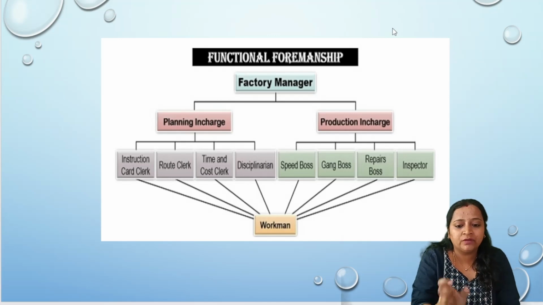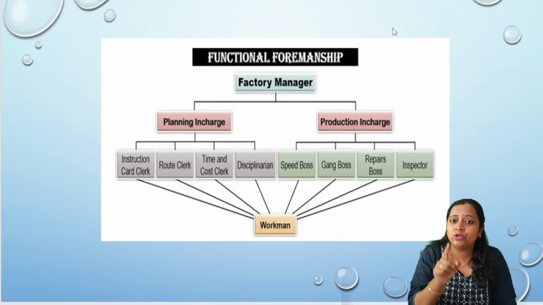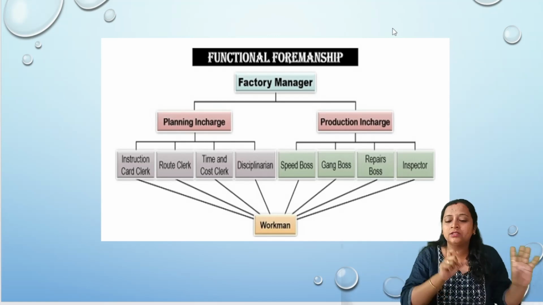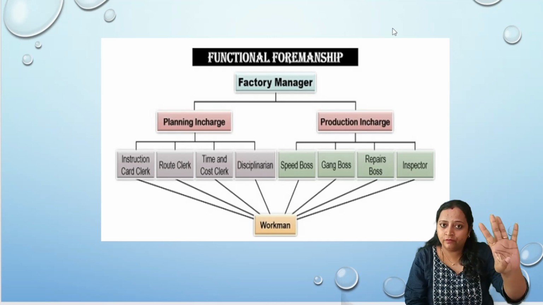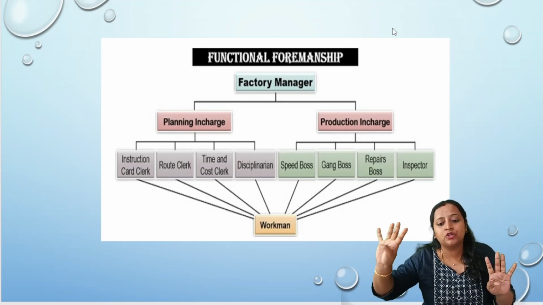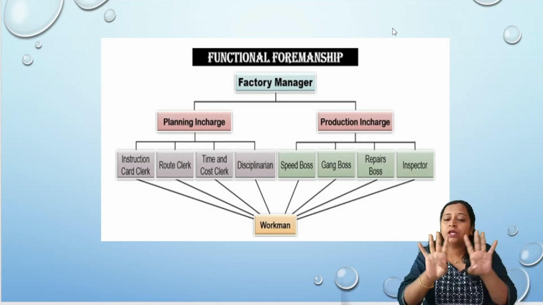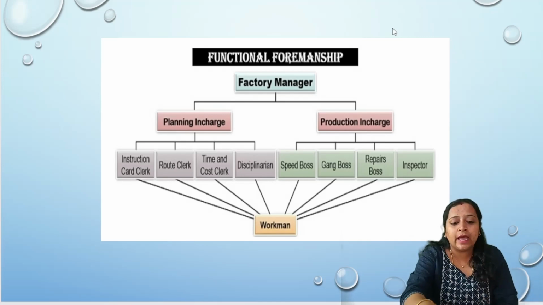See, on the top there will be a factory manager. This fellow is called a foreman, and below him there will be two people. Planning in charge will be there and production in charge will be there. Below planning in charge you will have 4 specialists. Below production in charge you will have another 4 specialists. Total 8 specialists. See, you can see the arrow mark over there.